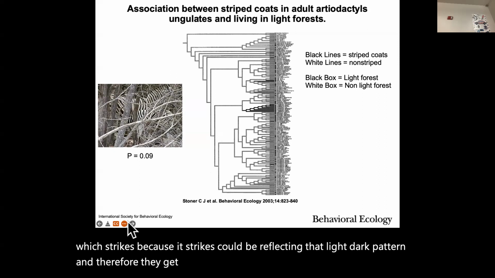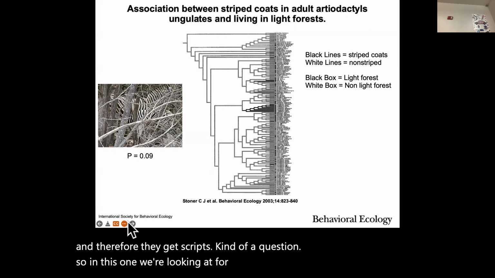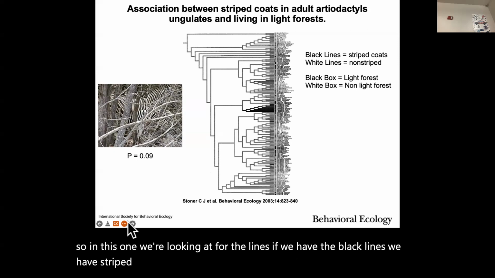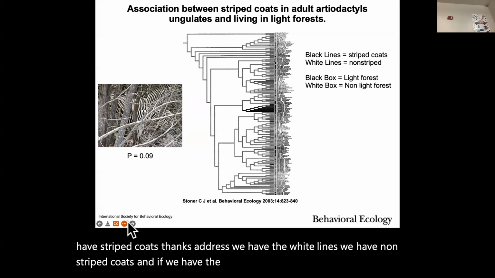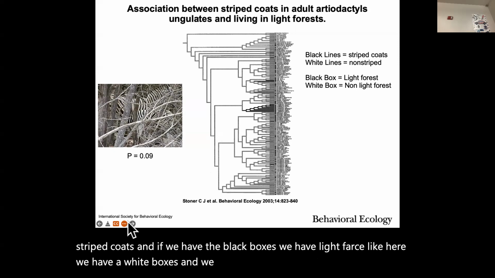Hi, do you have a question? Okay. So in this one, what we're looking at for the lines, if we have the black lines, we have striped coats, like zebras. If we have the white lines, we have non-striped coats. And if we have the black boxes, we have light forests, like here. If we have the white boxes, then we have non-light forests.